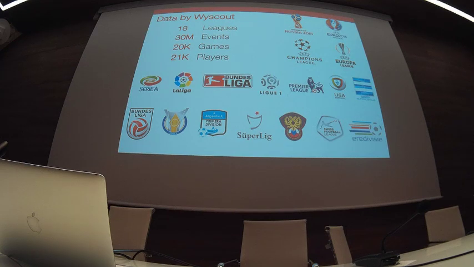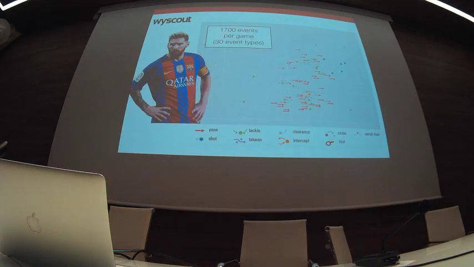So they are the World Cup, they have the Champions League, and so on. Now, why is all this data interesting? Because if you take one event, one game, for example, this is a game that Messi played, you have this visual representation that is easier to understand.